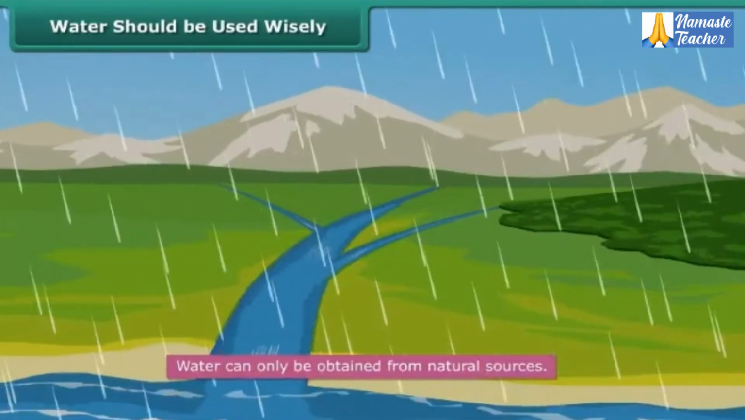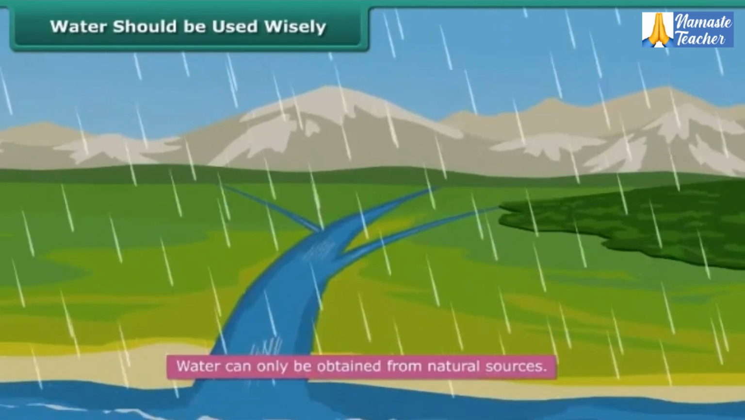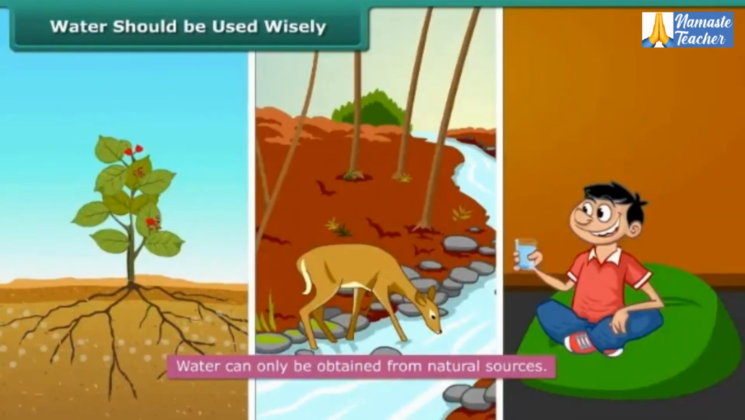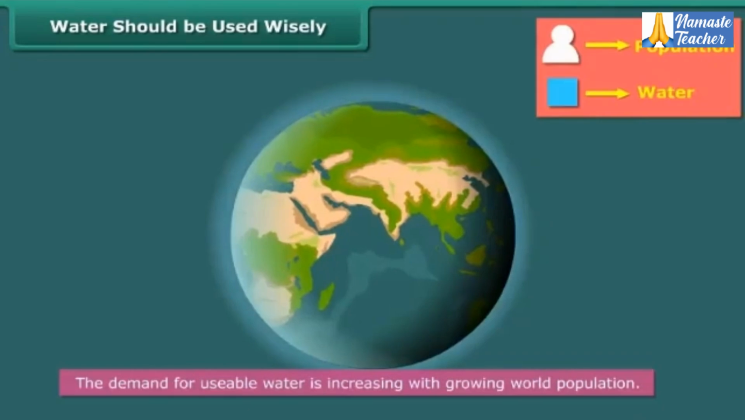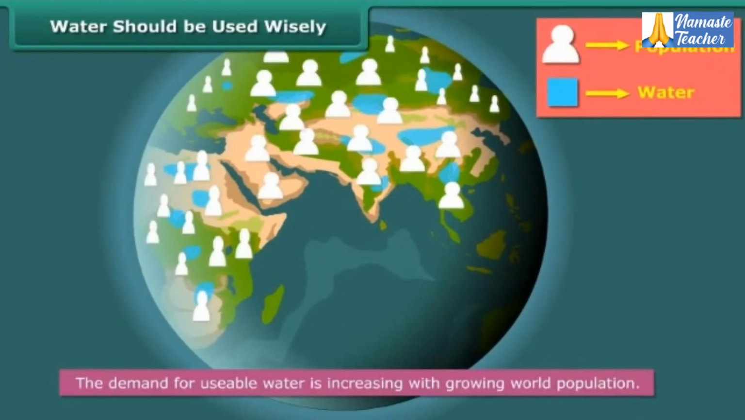Water can be obtained from natural sources only. A very small fraction of the total water available on Earth is fit for use by plants, animals, and humans. The demand for usable water is increasing with rising population. As a result, the shortage of water is acute in various parts of the world. The scarcity is only likely to worsen in the coming years. So, we as responsible inhabitants of Mother Earth must conserve water and use it judiciously.